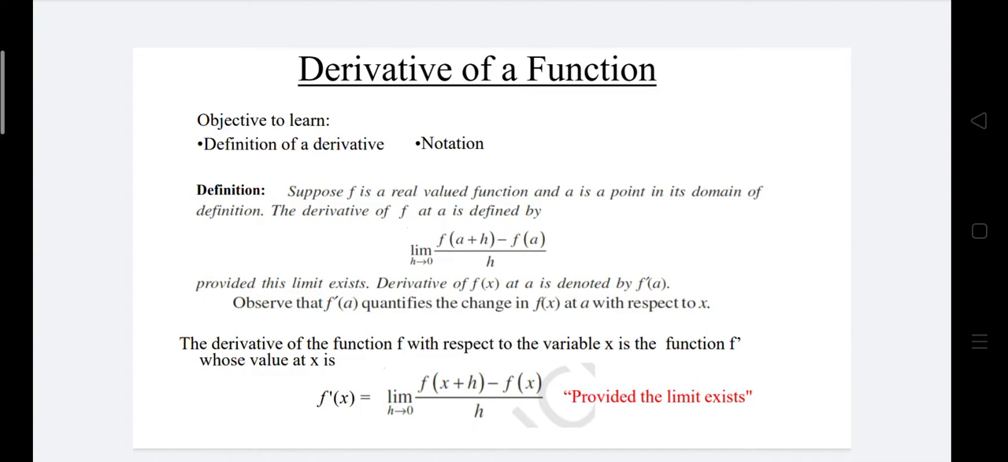Then how will we define the derivative of a function? Let's start. In this part we will discuss the definition of the derivative and the notation of the derivative. In the definition, if f is a real valued function and we are interested in calculating the derivative at a point a, then the derivative is defined by the limit as h tends to 0 of f of a plus h minus f of a, divided by h.